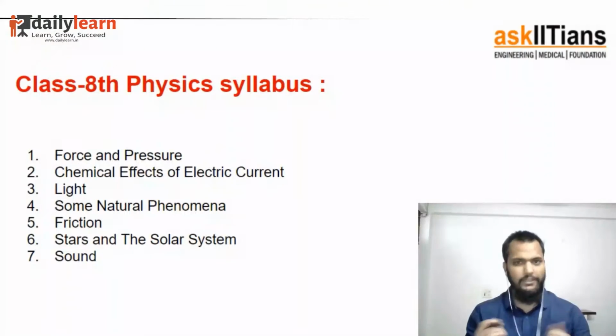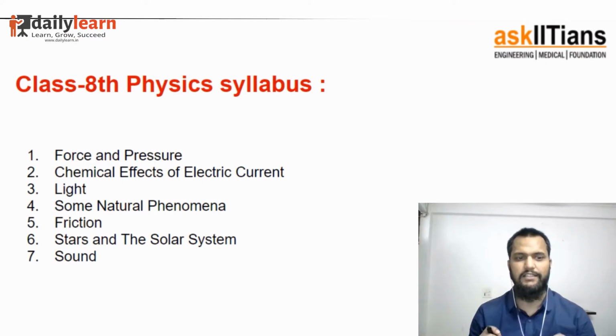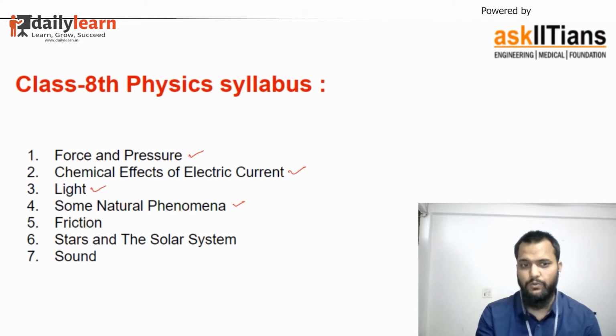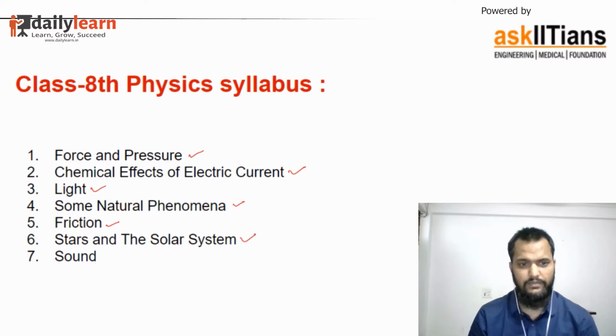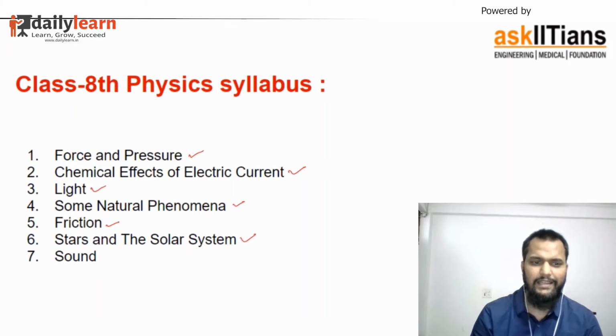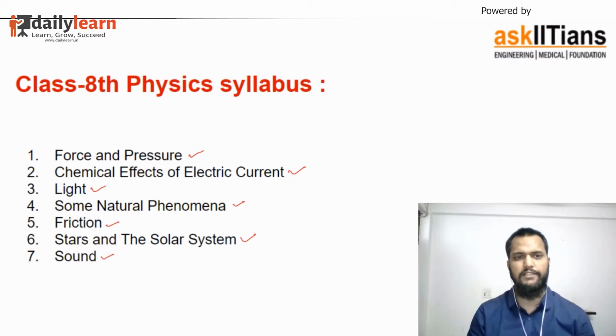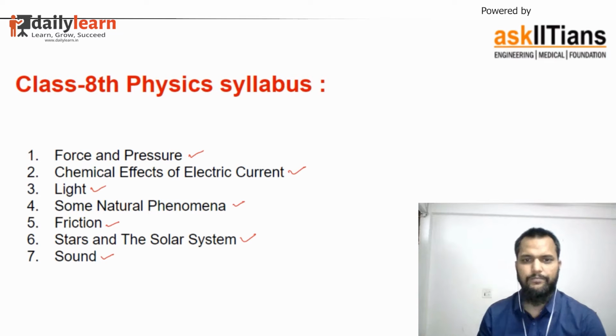Okay guys, so let's have a look at the syllabus of 8th standard for physics. First chapter is force and pressure, second is chemical effects of electric current, third is light, and fourth is some natural phenomena, lightning, thundering, and so on. Then we have a chapter called friction. Then we have stars and solar system, and in the last we have sound. So this is the syllabus of physics for 8th standard.